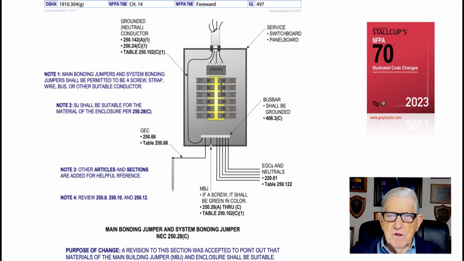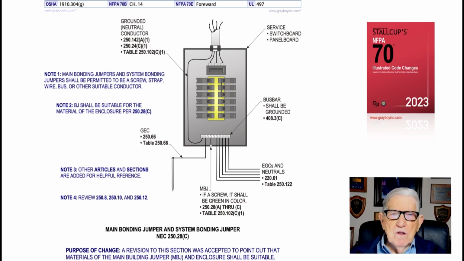Now this illustration deals with main bonding jumper and system bonding jumper in accordance with NEC 250.28C. And the purpose of the change, a provision was provided to point out that whatever means is used to serve as a bonding jumper has to be suitable for the purpose. That's basically what this rule change and revision was all about.